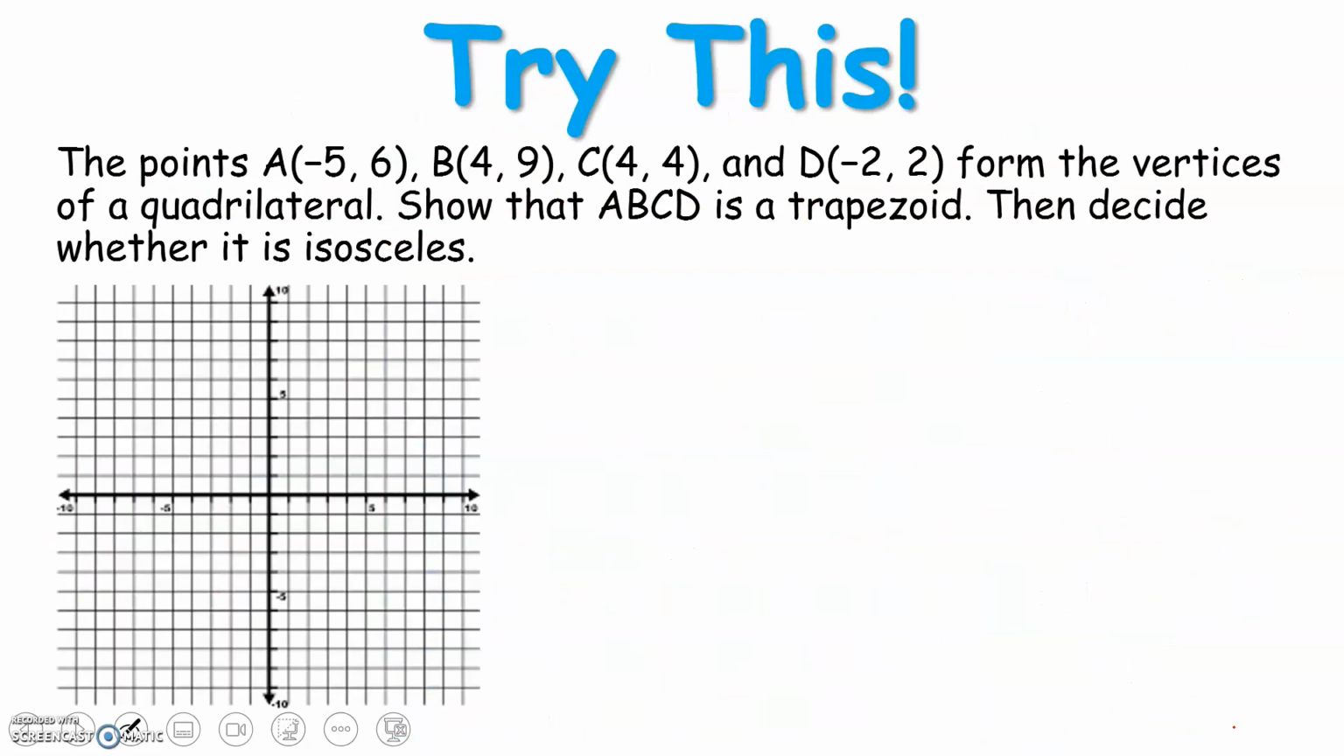All right, now it's your turn to try. The points A (-5, 6), B (4, 9), C (4, 4), and D (-2, 2) form the vertices of a quadrilateral. Show that ABCD is a trapezoid, then decide whether it's isosceles. Pause the video, give it a try.